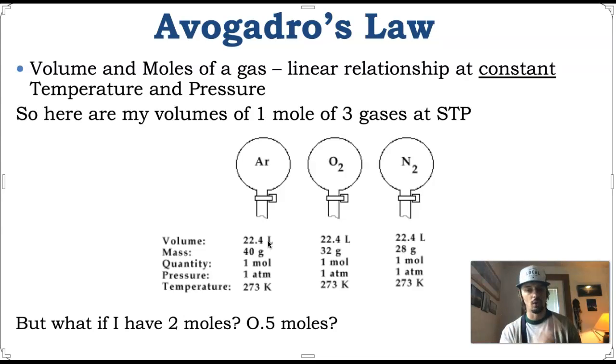So if I have 1 mole of any gas at STP, whether that be a heavy gas, a light gas, a big gas, or a small gas, if I have 1 mole, or 6.02 times 10 to the 23rd particles of that, it has a volume of 22.4 liters, no matter what gas I have. So again, 1 mole of any gas has a volume of 22.4 liters.